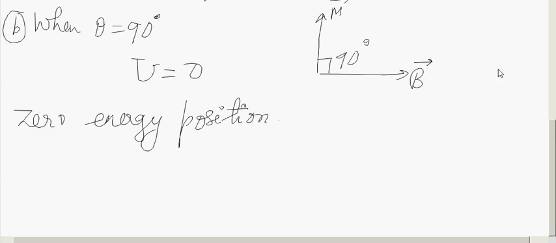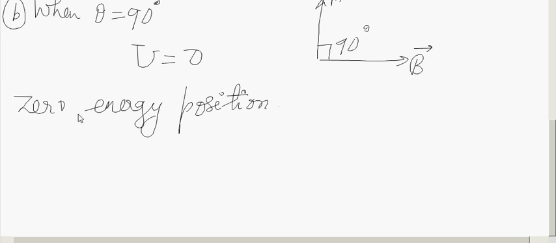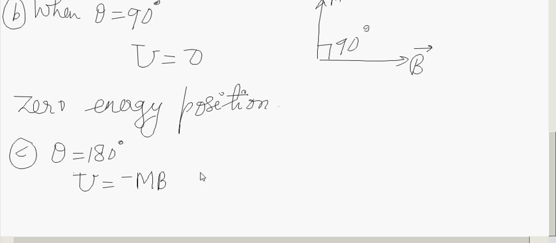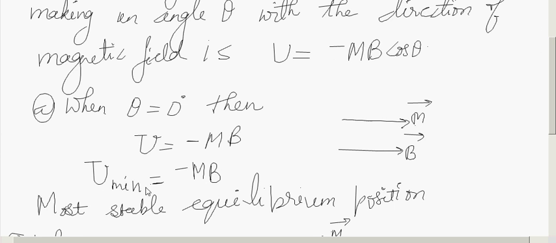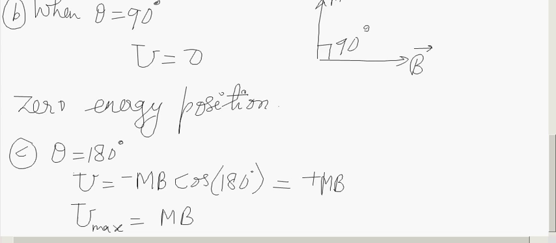Now the last case, when theta is 180 degrees. So U is minus mB cos 180. Cos 180 is minus 1, so this will become plus mB. This is the maximum energy position, U max. Here we got U minimum as minus mB, but now U max is plus mB.